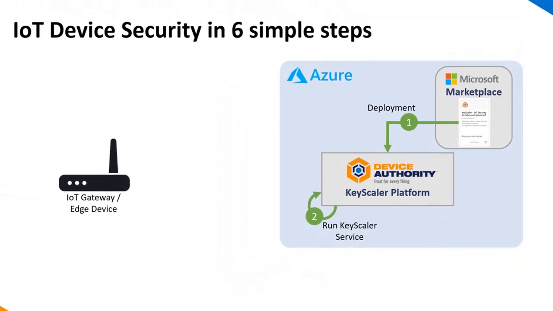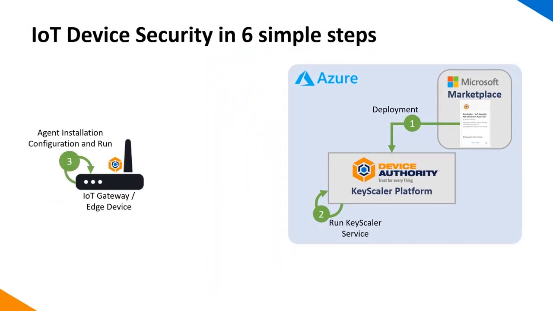Step 3, we can install and configure the Device Authority agent software on the IoT device or gateway. For step 4, we create a device registration record to be consumed by the IoT device, and we can also configure any certificates or encryption policies that would be applied to the device.